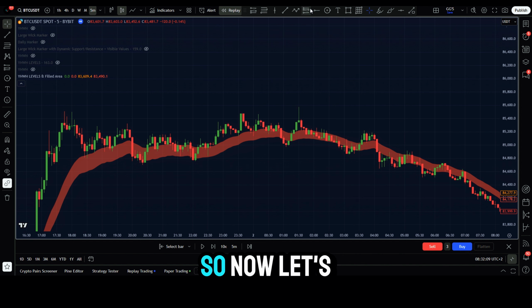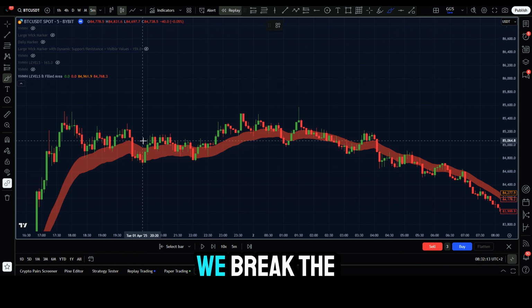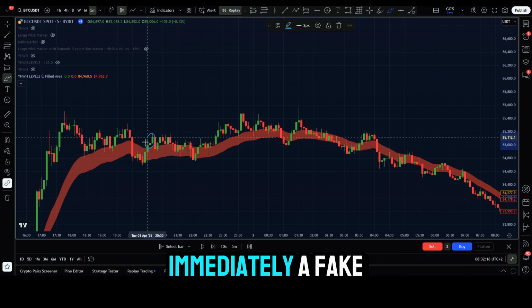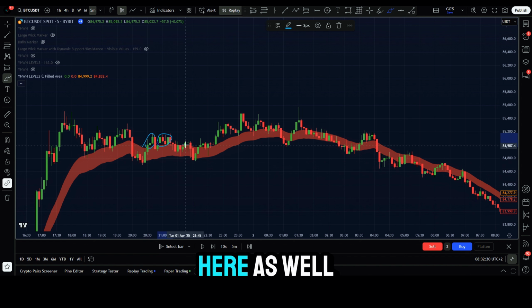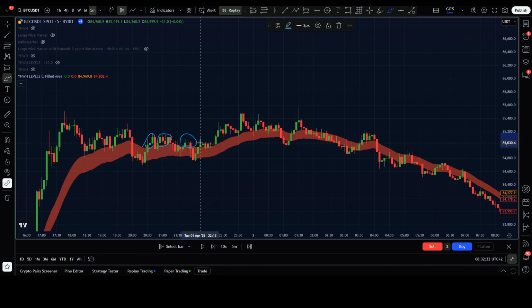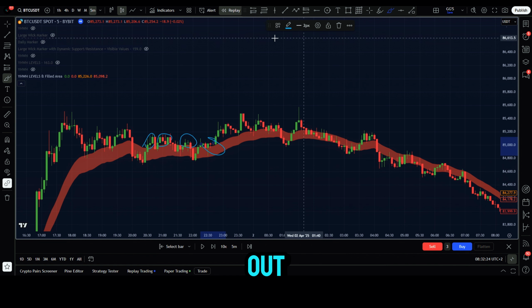All right, so now let's start. I want to start drawing. Here we break above the field area, but it was immediately a fake out. Here we break again, it was an immediate fake out. Here as well, immediate fake out. No, this was not a fake out.